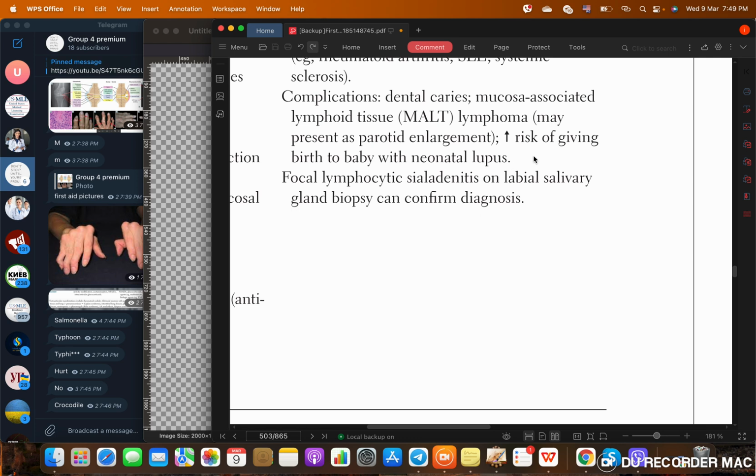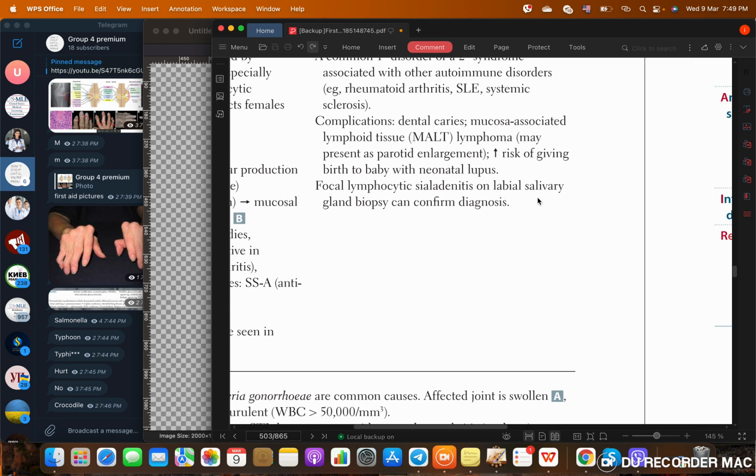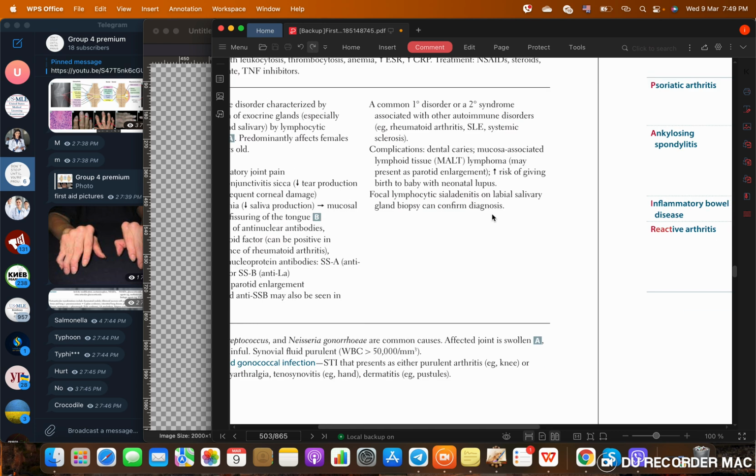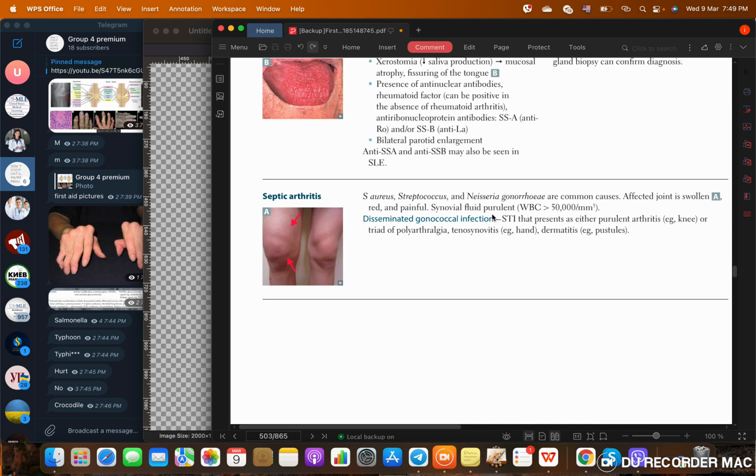So yeah, more risk of giving birth to a baby with neonatal lupus. Focal lymphocytic sialadenitis on labial salivary gland biopsy can confirm the diagnosis.